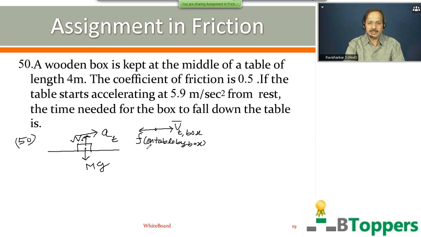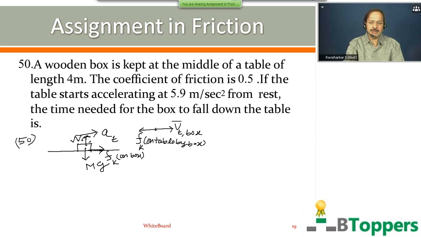Therefore, the force of friction on the table by the box is directed towards left side. I mean, the force of kinetic friction on the table by the box is directed towards left side. From Newton's third law, the frictional force on the table by the box is directed towards left side. Then the force of kinetic friction on the box by the table acts towards right side. So these two forces form an action-reaction pair.